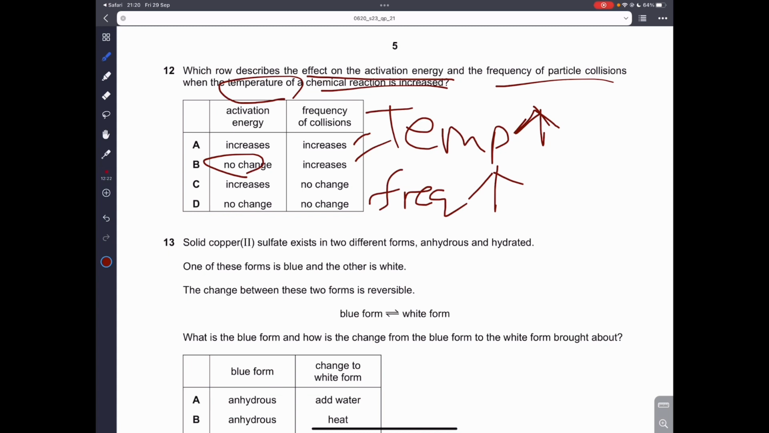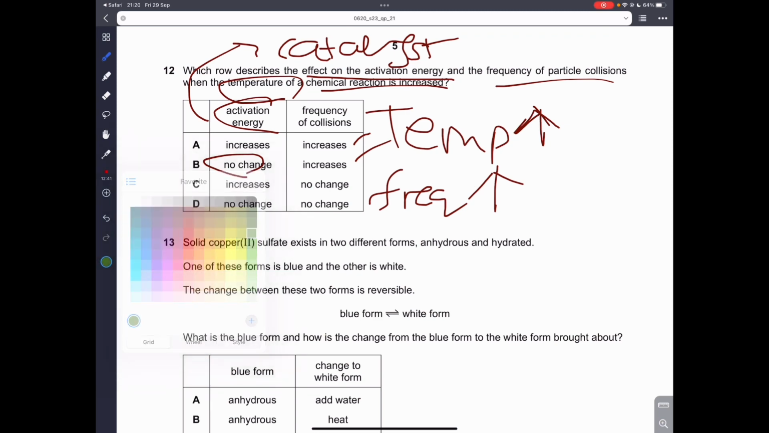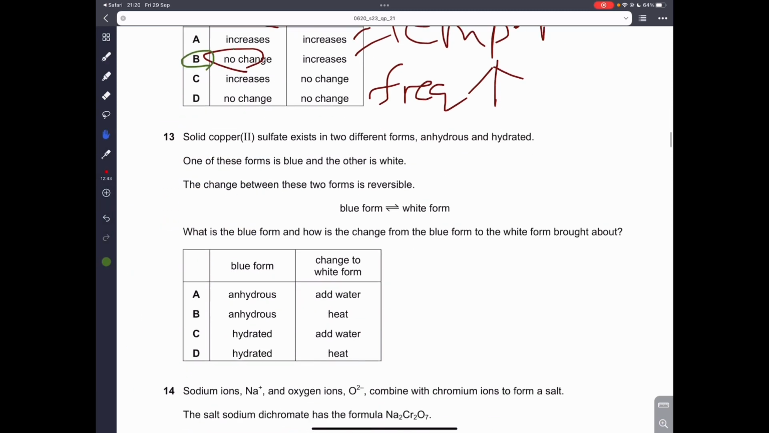This is because activation energy depends on a catalyst. And a catalyst's main job is to decrease the activation energy. Just because you increase temperature doesn't mean the activation energy is going to get lower or higher. So for this case, the answer is going to be B.